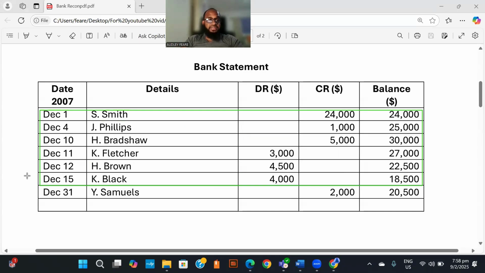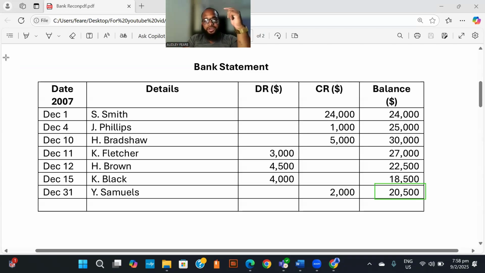So if you're looking at the part that says balances, let me just use my spotlight to highlight that right now. You realize that here, increase, increase, increase. Then once it's debit, decrease, decrease, decrease. And of course, the last increase on December 31, we got some money from Y Samuel's, $2,000. So the balance, what we call balance carried down, according to our bank statement, is $20,500. So remember that, $20,500.